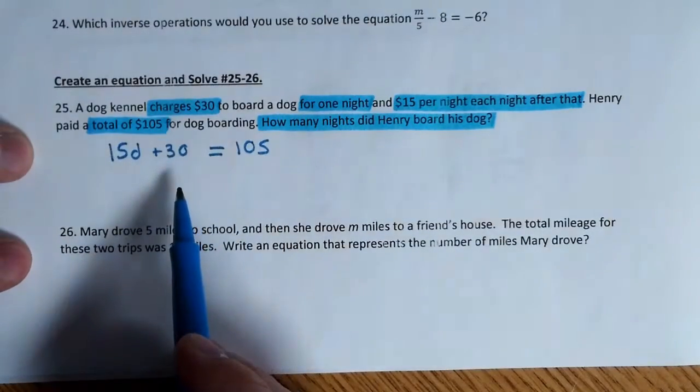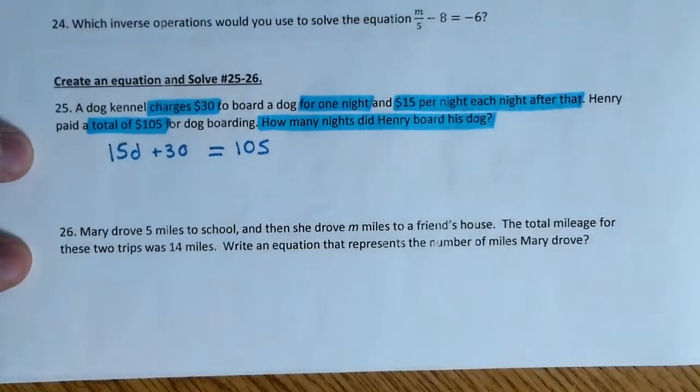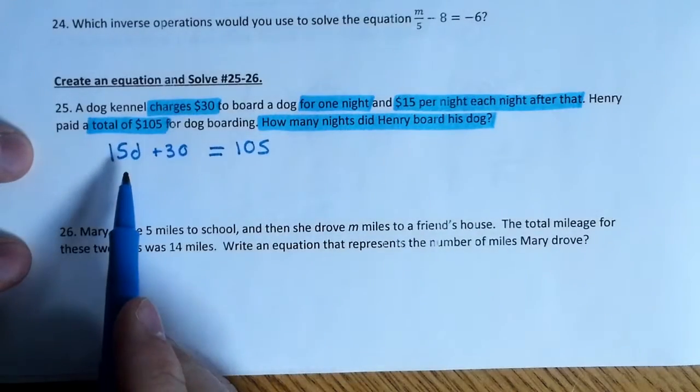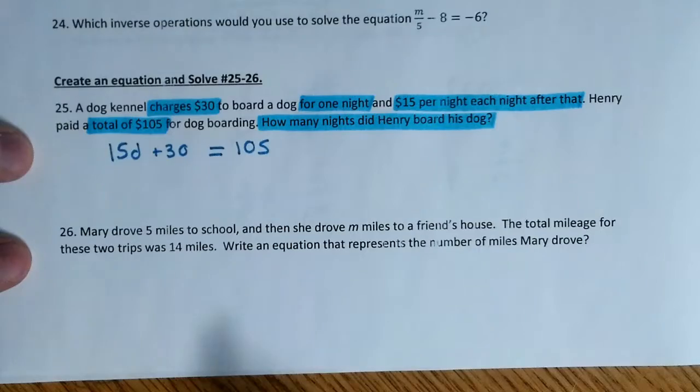What's that $30 represent? How much it charged for one night. So that $30 represents the first night, correct? And then every night after that, how much is it? $15. Good. So now we need to solve and find out how many nights he was there total. Okay, so let's solve. It's a basic two-step equation. So what is our first step here?